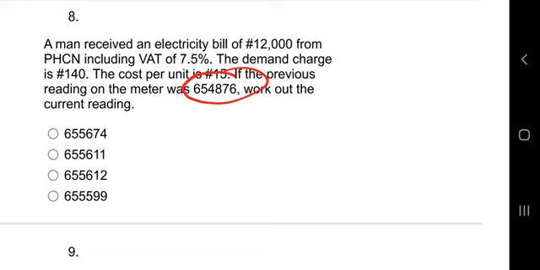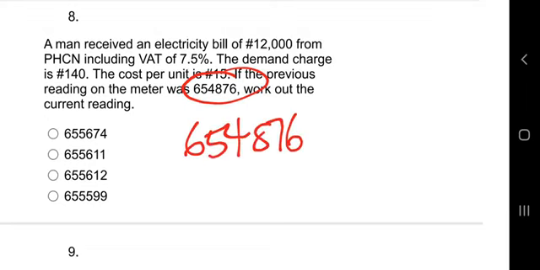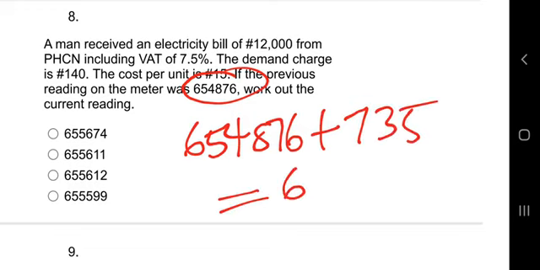Now that we've known the number of units used in that month, we're going to have, that means, 654,876 plus 735, and this will give us 655,611, right? So that is this option here. Is that clear? All right, move to the next question now.